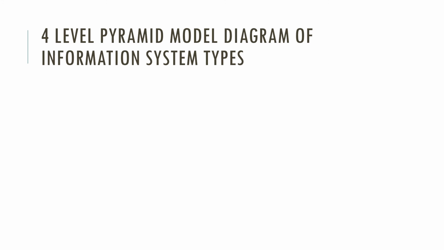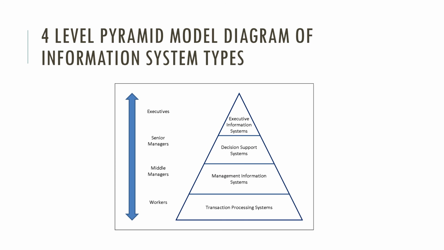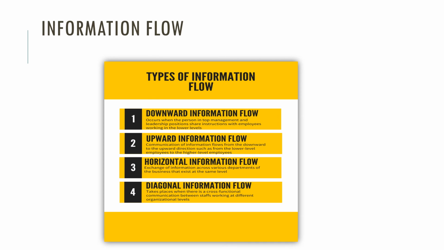Next, we have the four-level pyramid model diagram of information system types. In this diagram of a four-level pyramid model of information system types, it shows the direction in which the information flows. As displayed, information can flow upward or downward. It may also flow horizontally or diagonally.